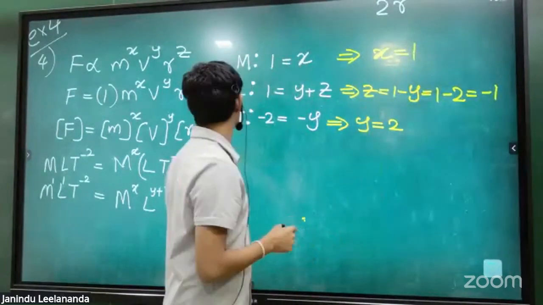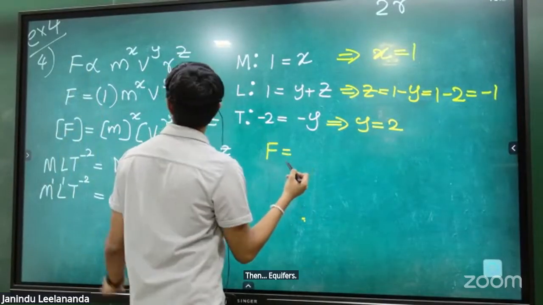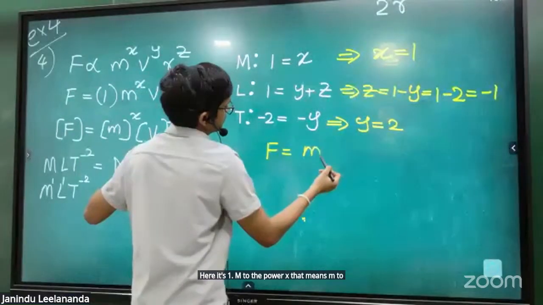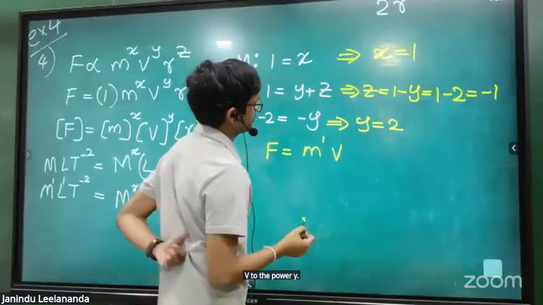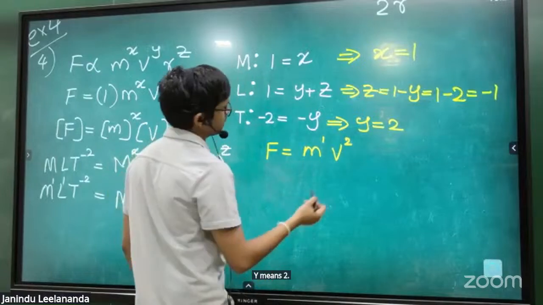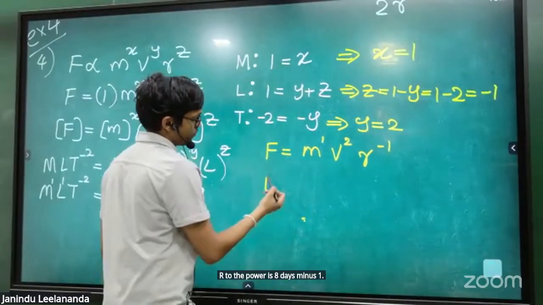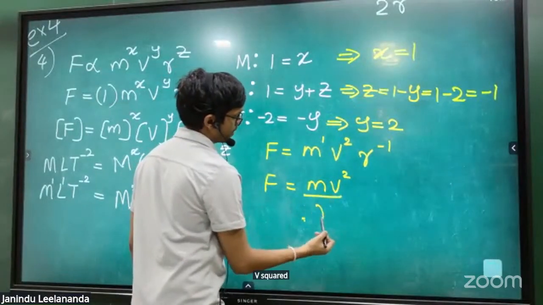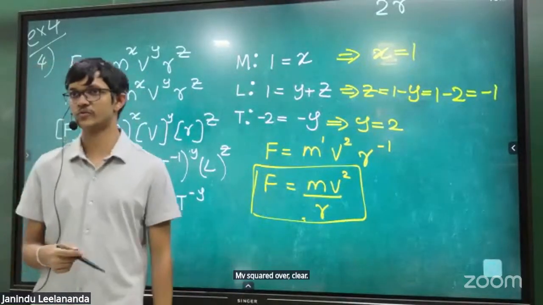x equals 1. Then f equals, here it's m to the power x, that means m to the power 1. v to the power y means v to the power 2. r to the power z is r to the power minus 1. Then I get f equals mv squared over r. Clear?